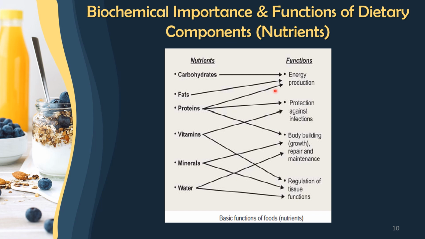Proteins also provide energy but help in protection against infections and growth and repair of the body. Similarly, vitamins are also important because they act as coenzymes in the metabolic pathways of these three macronutrients. Minerals have their own importance. They perform various functions and act as cofactors in metabolic pathways. And the importance of water is always there because 60% of our body is made up of water.